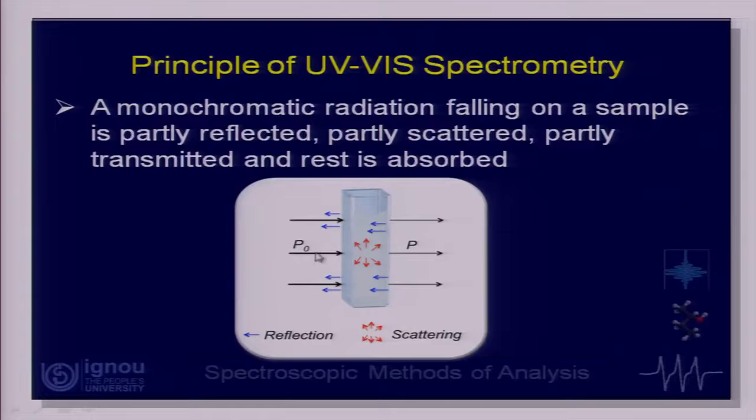Now, in terms of quantitative application of this, we need to understand the relationship between P naught and P, because when you do it experimentally, we are primarily trying to minimize the effects of reflection and scattering. Having done that, we find that there is a relationship between P naught and P which is related to the analyte. We will see what the relationships are and how I make use of that in terms of quantification of the analyte.